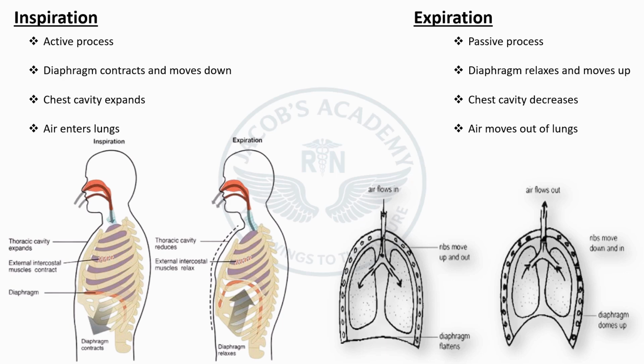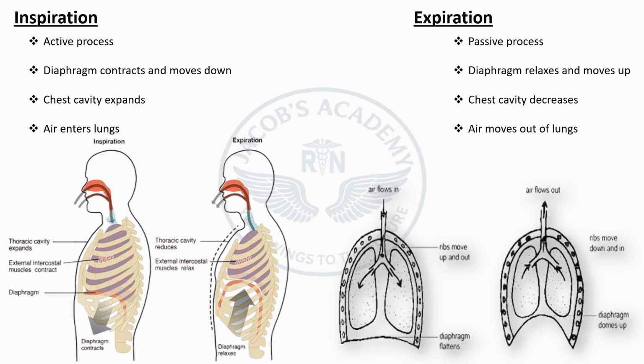So, look at the diagram carefully. It shows what happens during breathing. In the left diagram, you can see the inspiration. During inspiration, the diaphragm contracts and moves downwards, and the ribs move upward and outward. Because of this, the thoracic cavity expands. When the chest cavity expands, the air pressure inside the lungs decreases. So, air flows into the lungs as shown by the arrows.